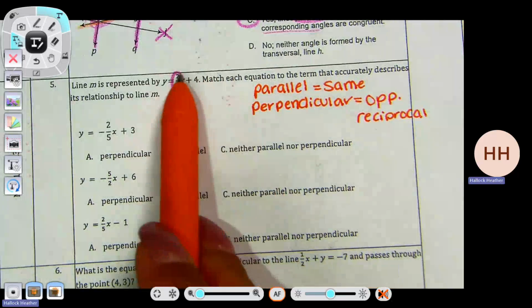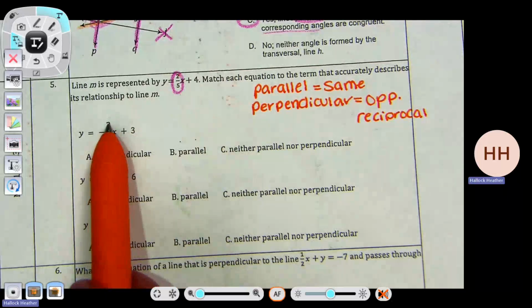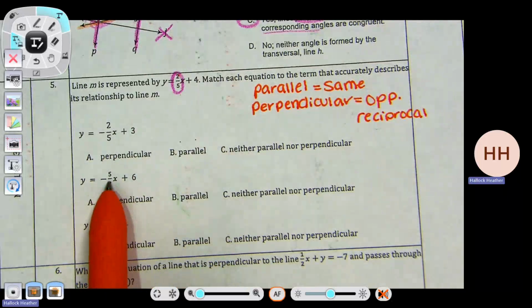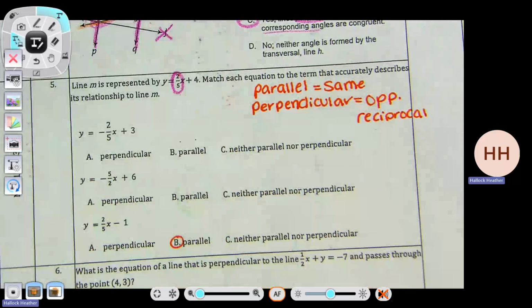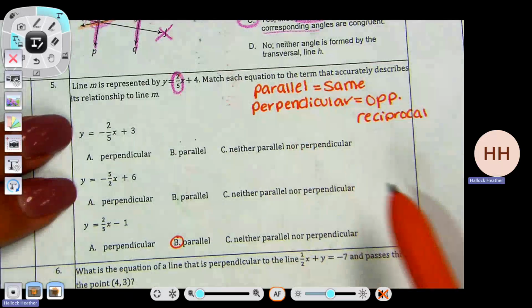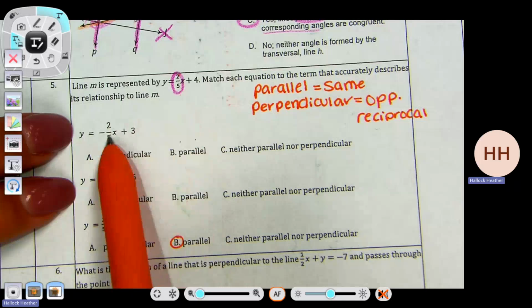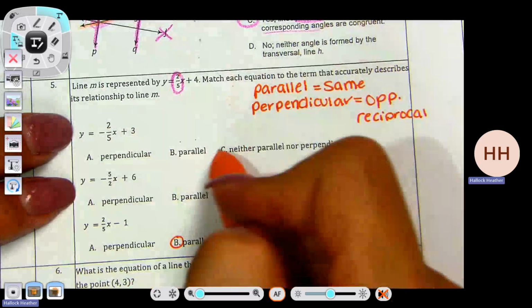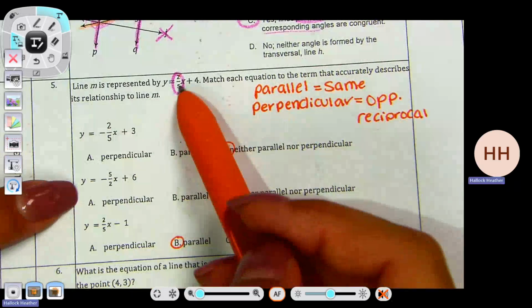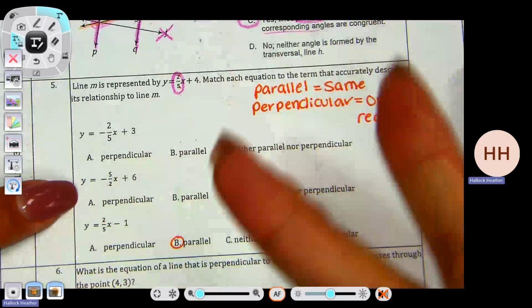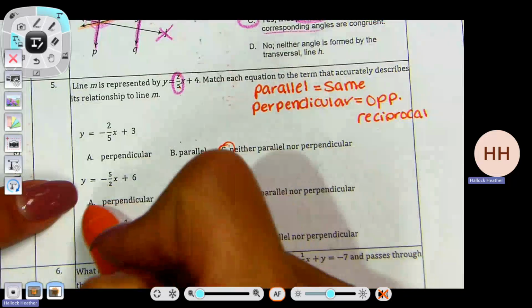So if I look at my slope, I'm looking for 2/5. This is -2/5, -5/2, 2/5. Since it's exactly the same, it matches exactly, that's going to be your parallel equation. These last two, there's going to be one that's opposite reciprocals, and one that's neither. So 2/5 just makes it negative. It does not flip it, so that's neither. And then if I make it negative and I flip, opposite reciprocal, that's going to be perpendicular.